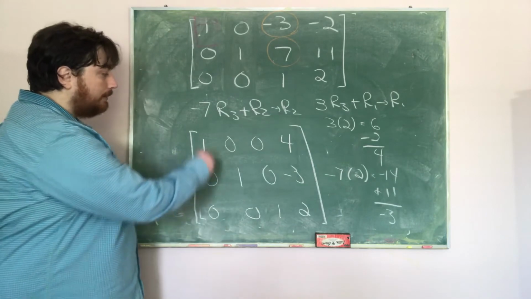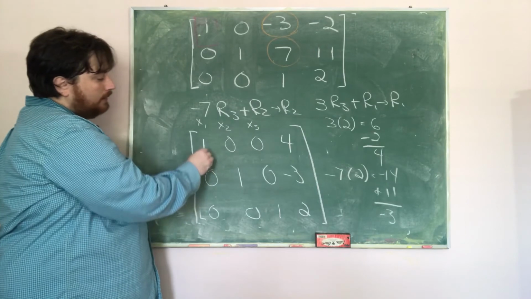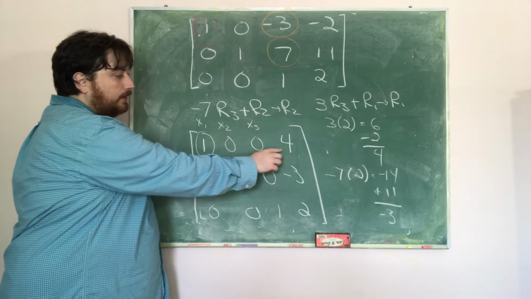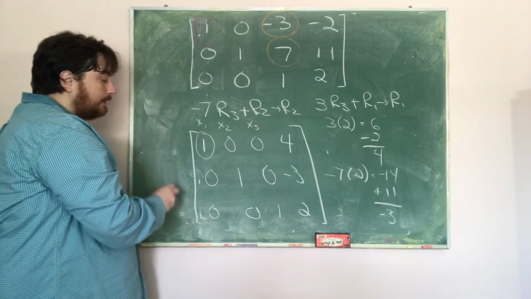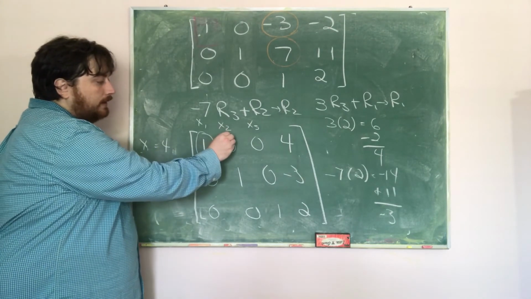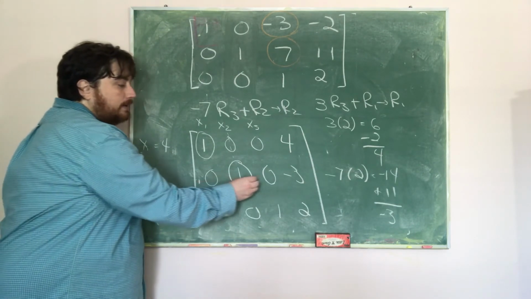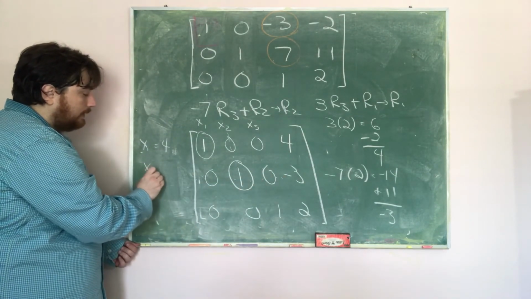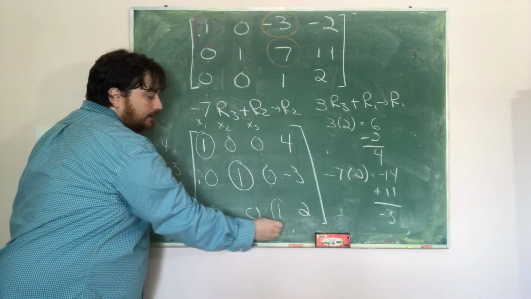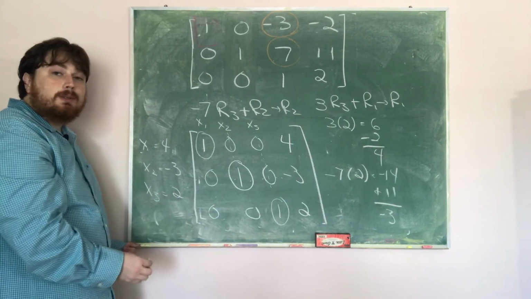The way I'm going to do that is, remember that this was the x1 column, the x2 column, and the x3 column. So for x1, I'm going to look for the leading 1. That corresponds to the first row, so the first row is going to tell me what x1 is. So x1 is going to be 4. Now if I look at the second column, the leading 1 is in the second row. Therefore the second row is going to give me x2. So x2 is -3. Same way with x3, the leading 1 is in the third row, so the third row is going to give me x3, so x3 is going to be 2.